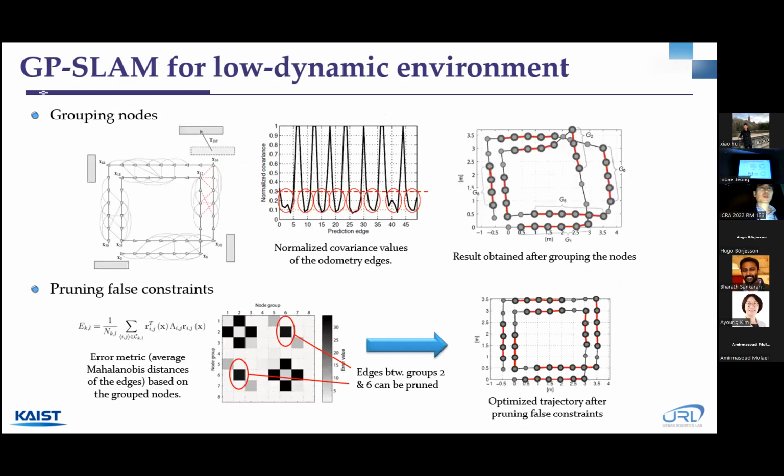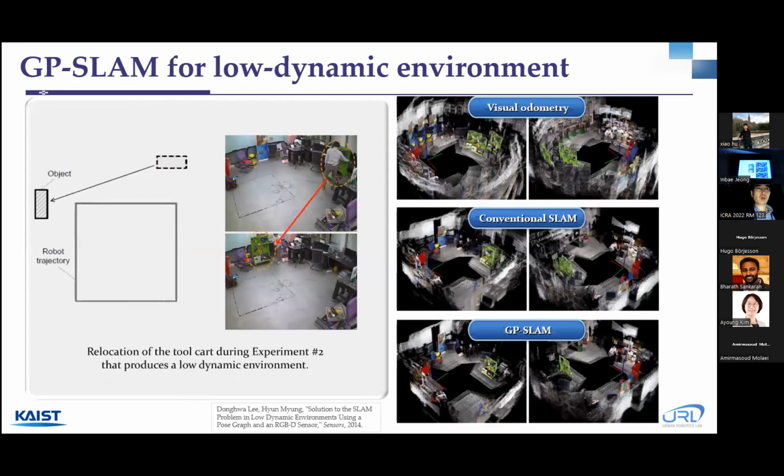So this is the first technology we have developed, GP SLAM, for enhancing the SLAM for low dynamic environment. So we first group the nodes based on the covariances of the nodes, and then we prune the false constraint based on some metric for the grouped nodes. And this video will show how it works.